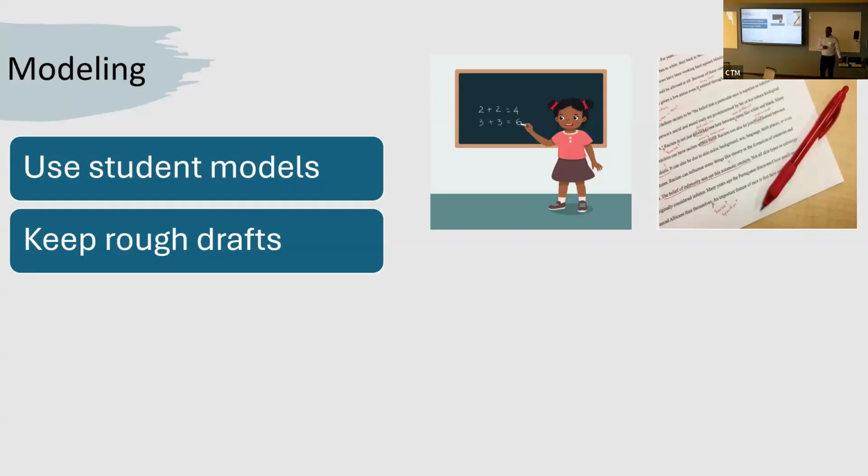You could even show them assignments that you did while you were taking that class a couple semesters back or whatnot.